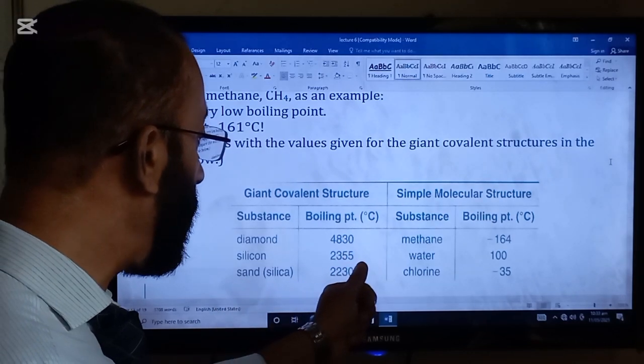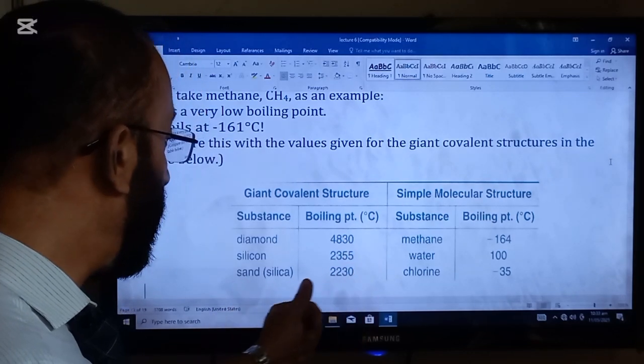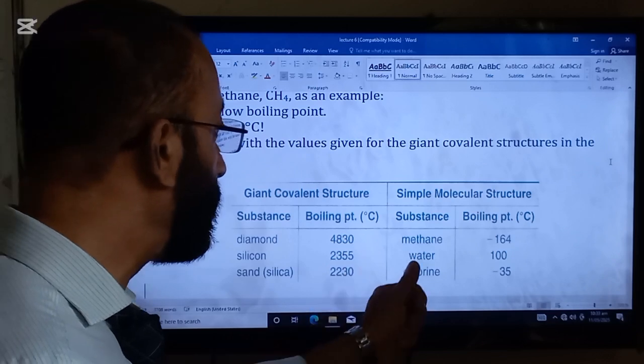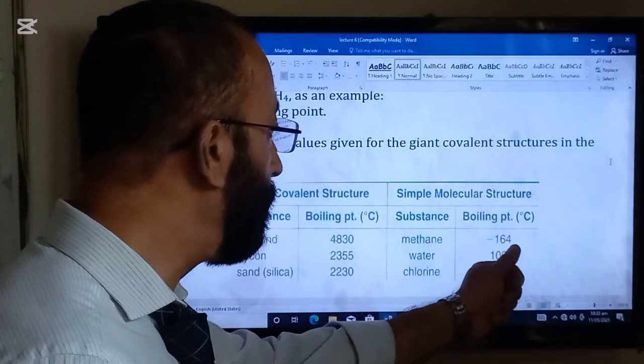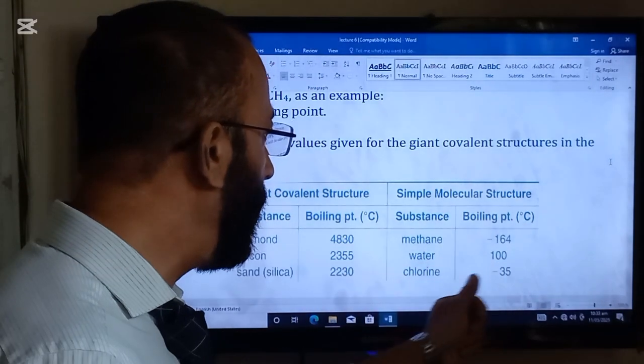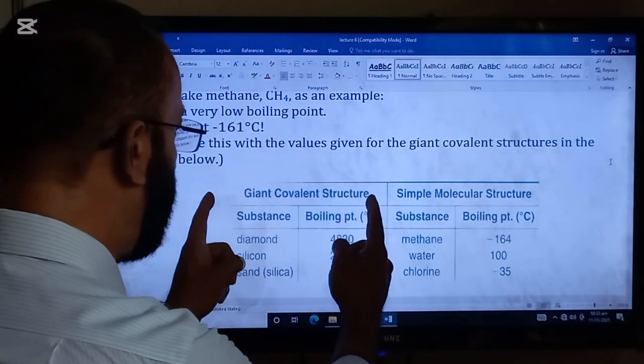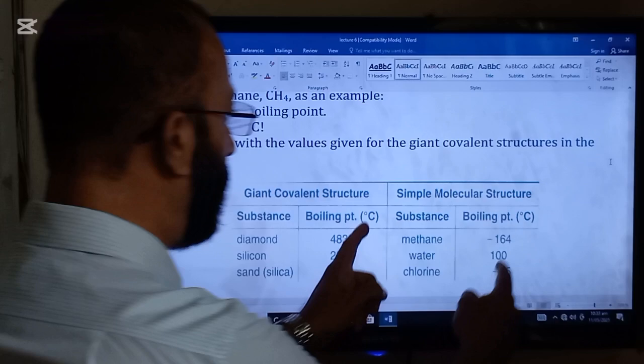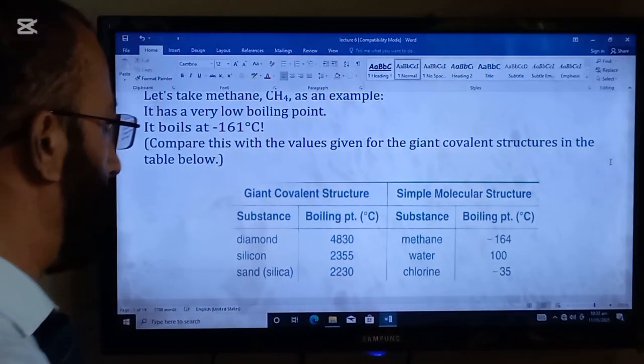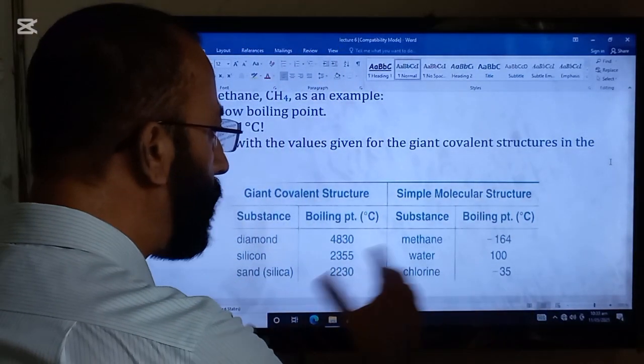Silicon, 2353. Sand is also 2000 plus degrees C. Whereas methane boils at minus 164, water 100 and chlorine minus 35. These are the giant molecular structures. These are simple molecular structures. So why is there a lot of difference?